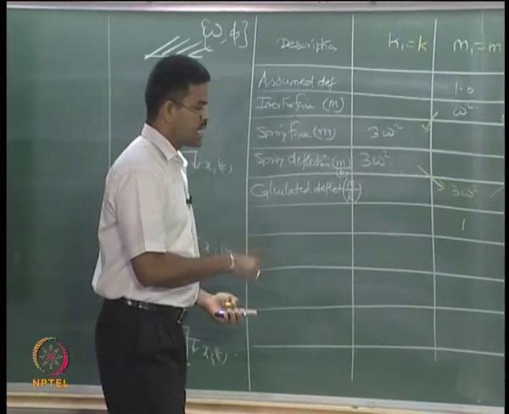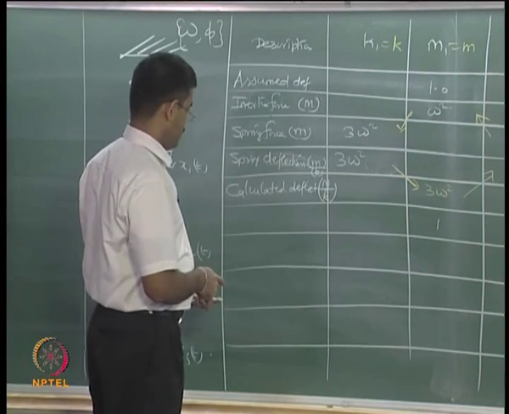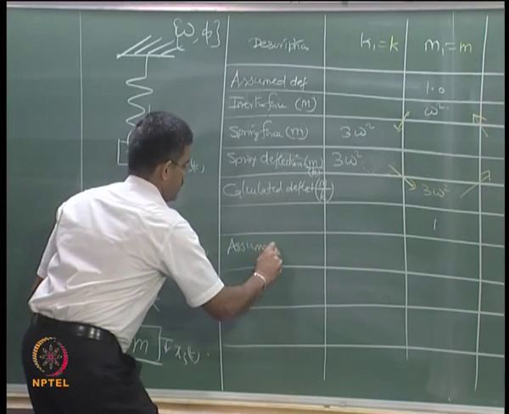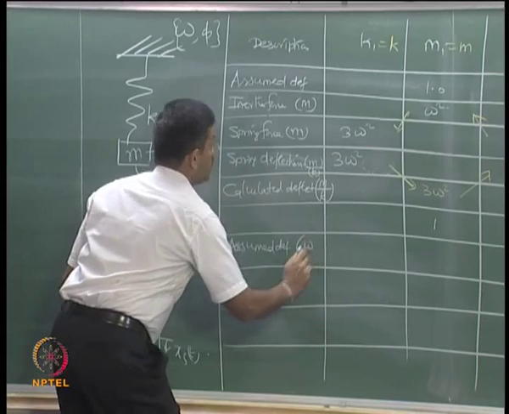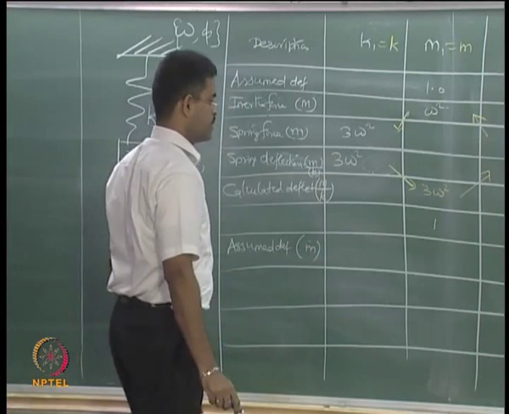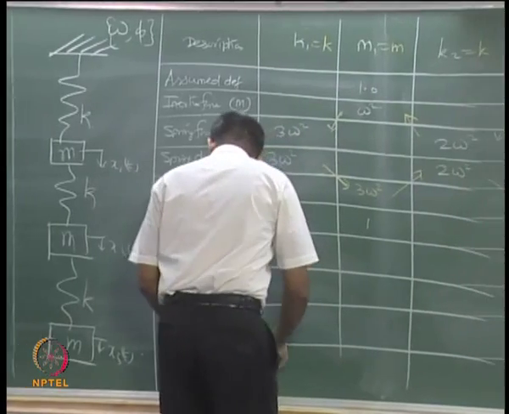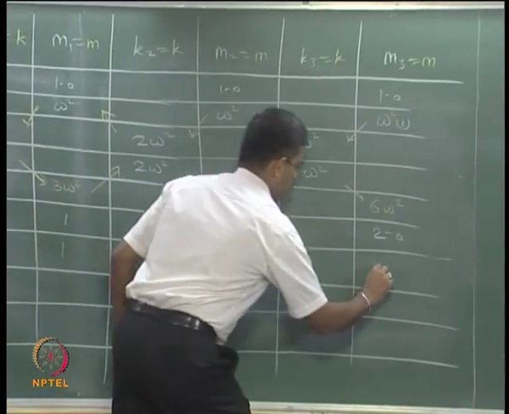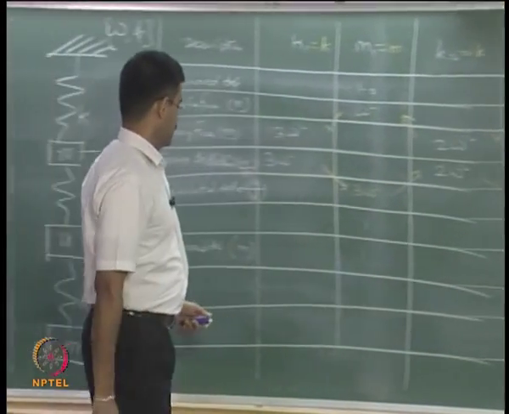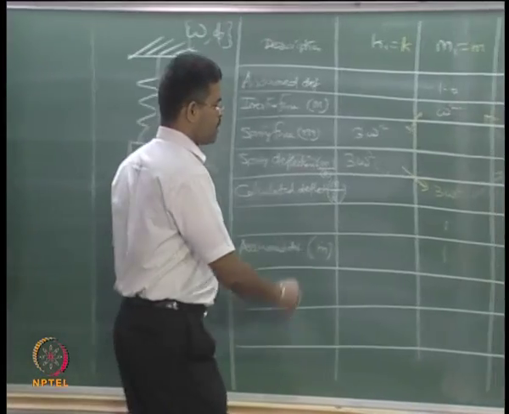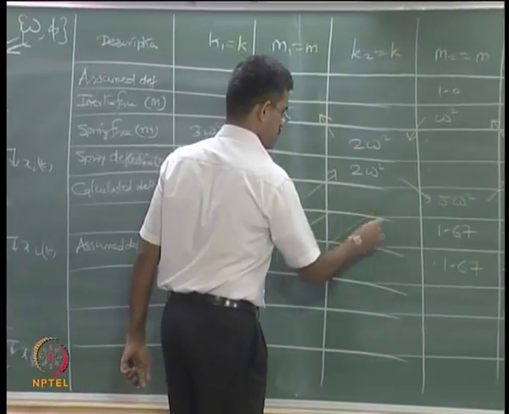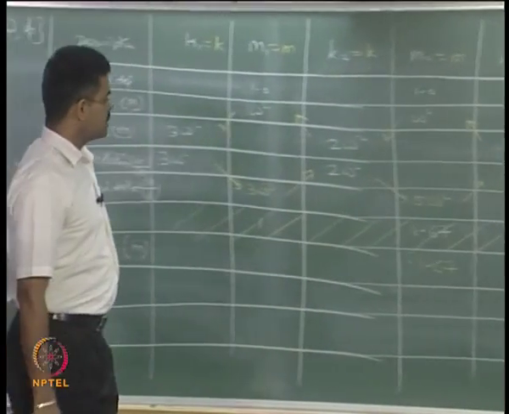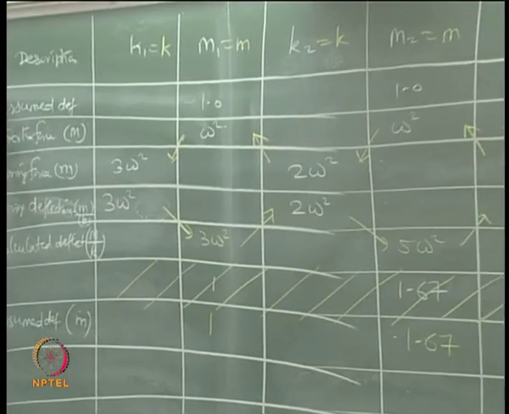Let me start the second cycle. So I should say the assumed deflection, let us say m. I use the same values as 1, 1.67 and 2. This is what we call the balanced value. And once a balanced value is obtained, one cycle is completed.